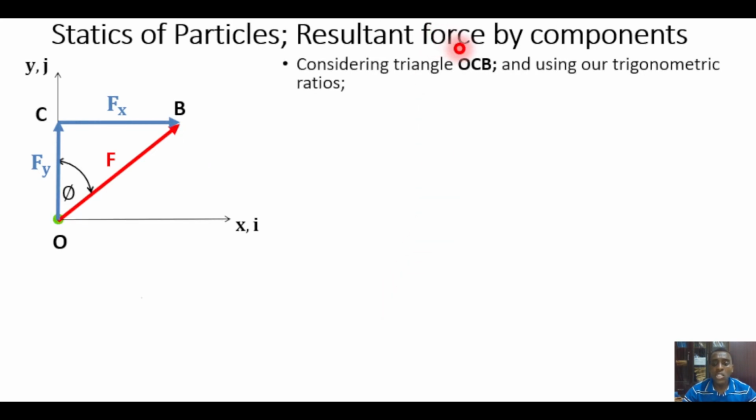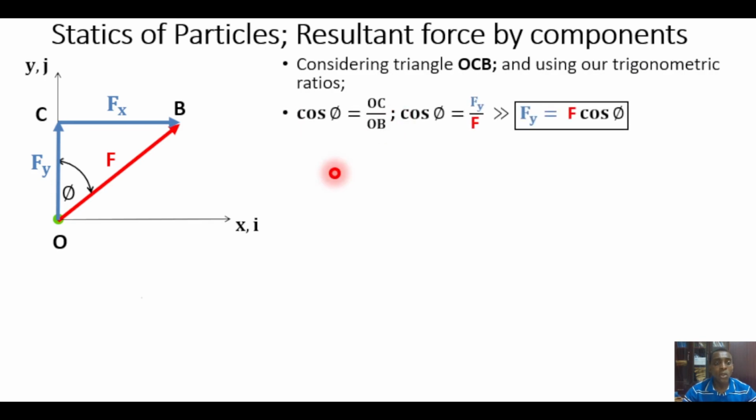Now let's use the upper triangle with the phi. So considering OCB and then using our trigonometric ratio, similarly, this time around, what is cos phi? Look at this. Cos phi is OC on OB, which is adjacent on hypotenuse, which is Fy on F. And so Fy is F cos phi. You see that this time around, we are finding Fy and we have a cosine term. What this means is that do not memorize that, oh, Fx is F cos theta or whatever it is. First of all, look at the geometry before you look at what you want to do.